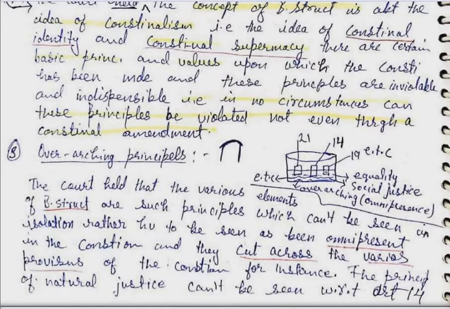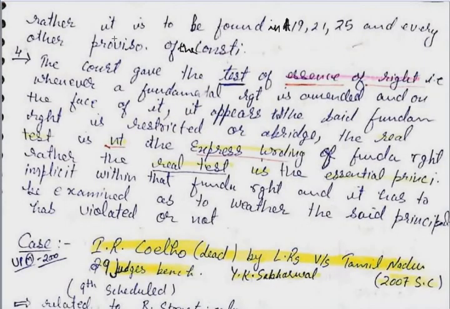It is cutting across, and that is what we call the overarching principle. So write down, the court held that the various elements of basic structure are such principles which cannot be seen in isolation, rather they have to be seen as being omnipresent, सार्वभौमिक, in the constitution. Omnipresent means सार्वभौमिक, it is pervasive everywhere. Omnipresent in the constitution, and they cut across the various provisions of the constitution. For example, the principle of natural justice cannot be seen with respect to only Article 14, rather it is to be found in Article 19, 21, 25 and every other provision of the Indian Constitution.